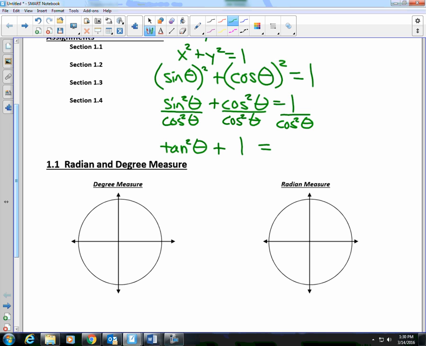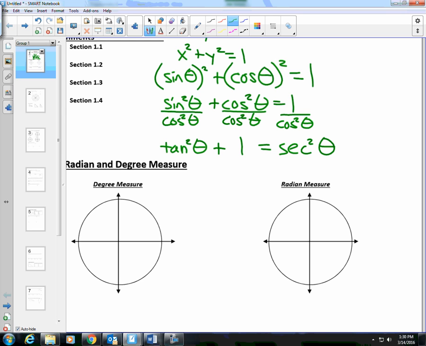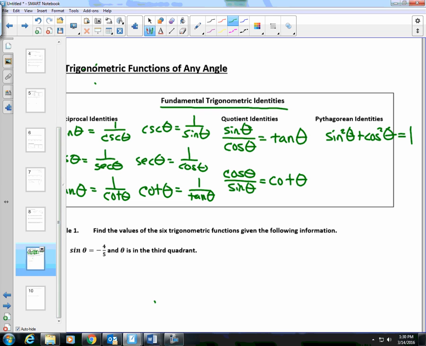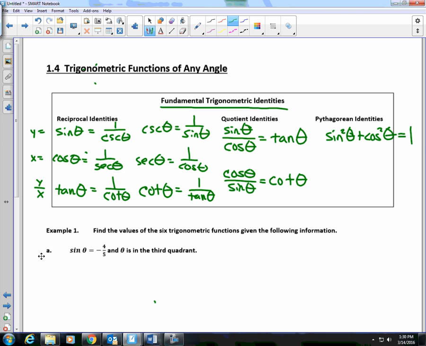Not cosecant, but secant. So this is a second trigonometric Pythagorean identity that we can use. And these are by far and away the most common identities that you would use. Sine squared plus cosine squared is 1, and 1 plus tangent squared of theta is equal to secant squared of theta.